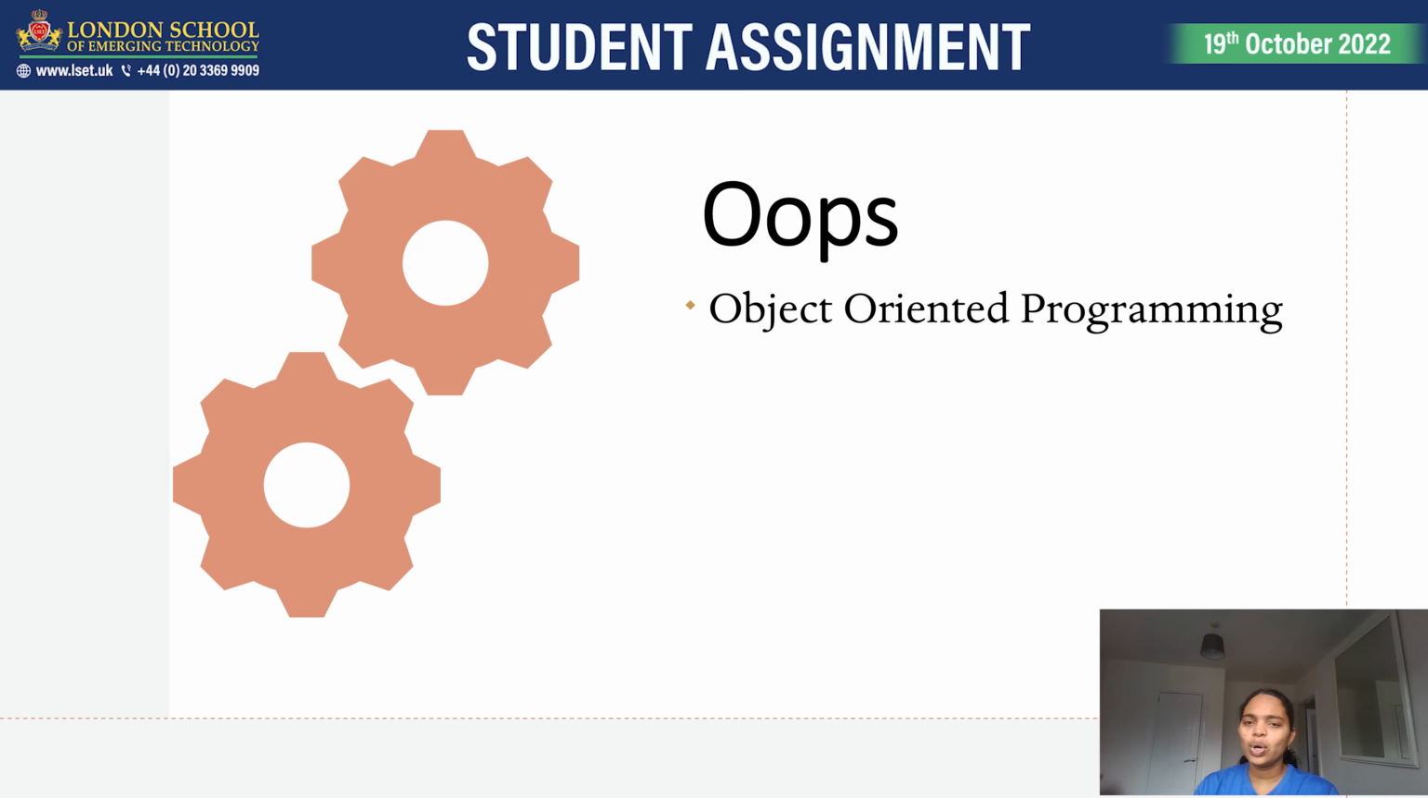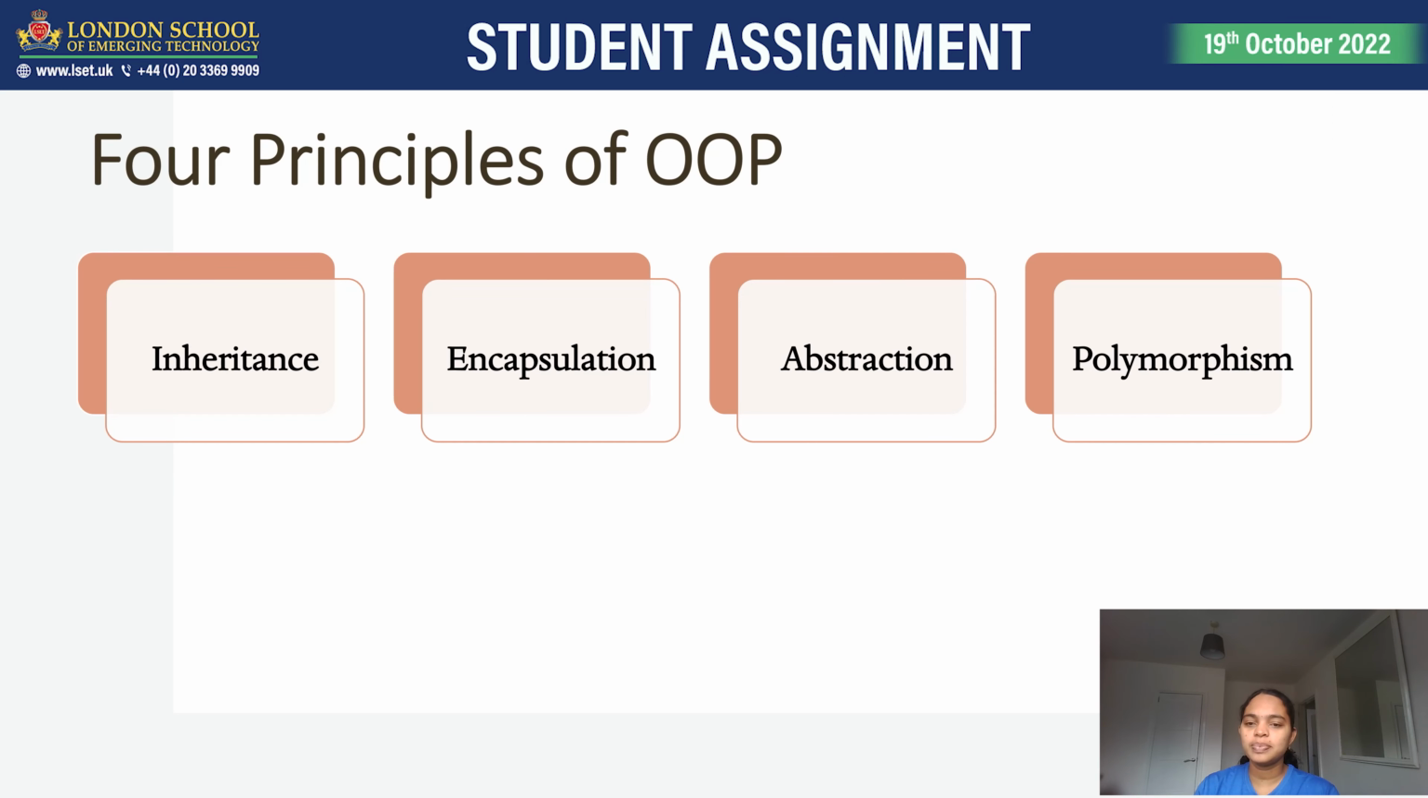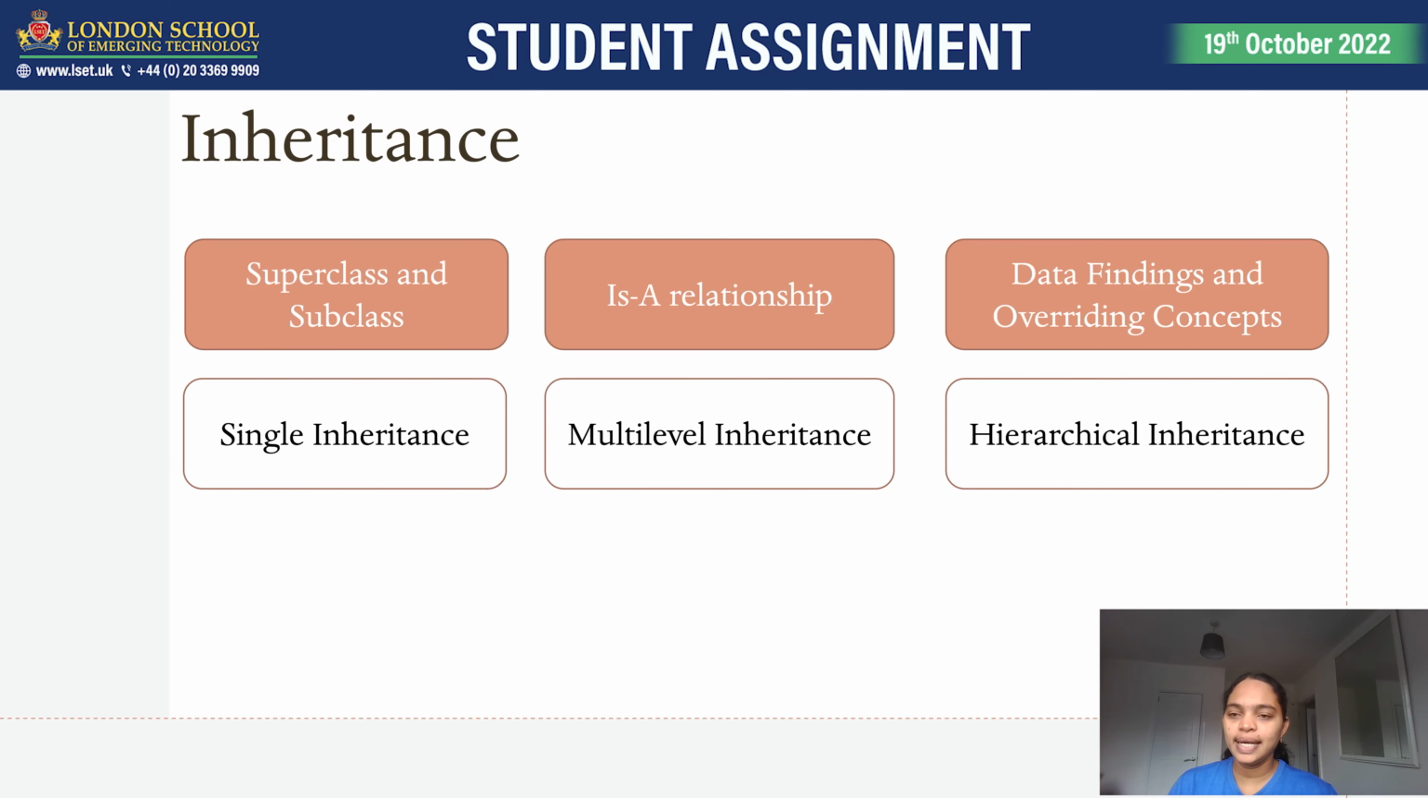Okay. And what are the four principles of the OOPS concepts? The first one is inheritance, then encapsulation, abstraction, and polymorphism. Now we will discuss those topics in detail. First, we will discuss inheritance.